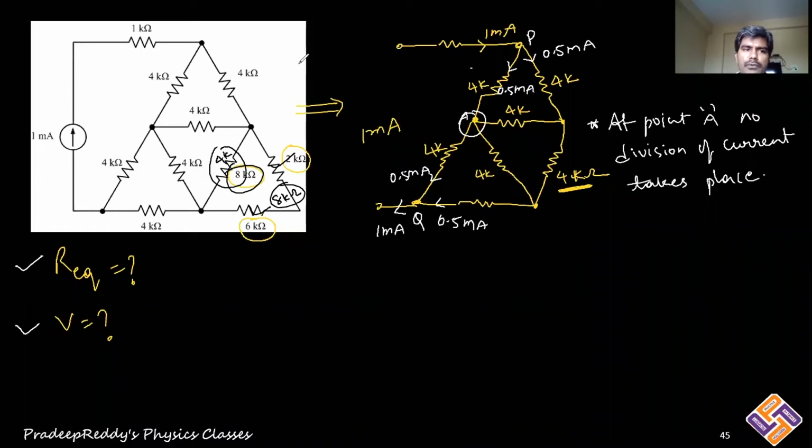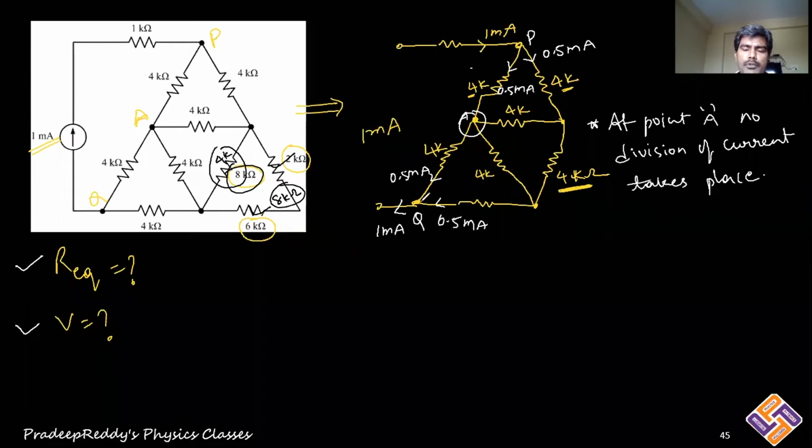Now let us assume, as it has been given, 1 milliampere of current is passing through the circuit. So 1 milliampere starts and enters this point. I am marking this point as P, this point as A, and this point as Q. Now current 1 milliampere comes to this point P. As these two resistors are 4 kilo ohm and 4 kilo ohm, it gets divided into equal parts. One is 0.5 milliampere, the other one is 0.5 milliampere.